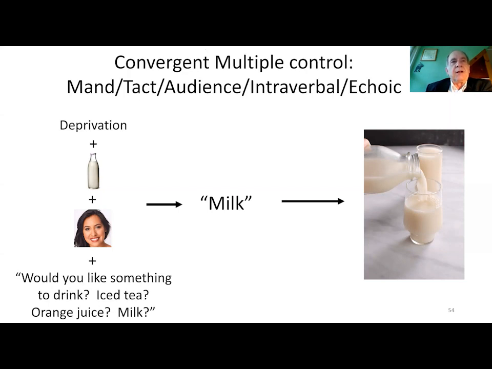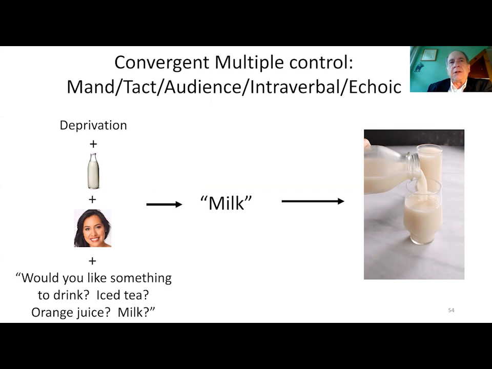And we can add an echoic: deprivation, plus the sight of milk, plus the mother, plus "would you like something to drink?" Iced tea, orange juice, and milk, a little echoic influence there. We now have 5 sources of control. Now the point is, we shouldn't neglect all the various sources of control.